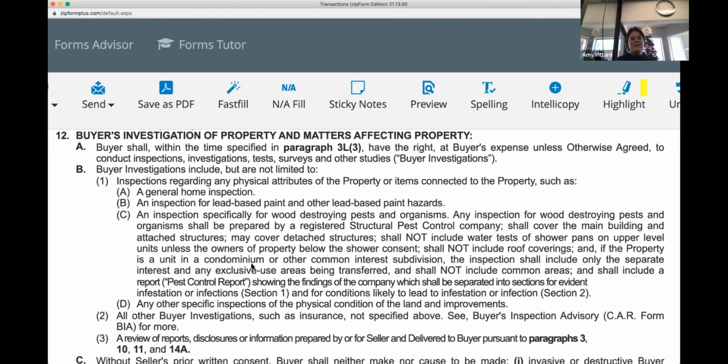And if the property is a unit in a condominium or other common interest subdivision, the inspection shall include only the separate interest and any exclusive use areas being transferred, and shall not include common areas, and shall include a pest control report showing the findings of the company, which shall be separated into sections for evident infestation or infection, which is section 1, and conditions likely to lead to infestation or infection, which would be section 2.